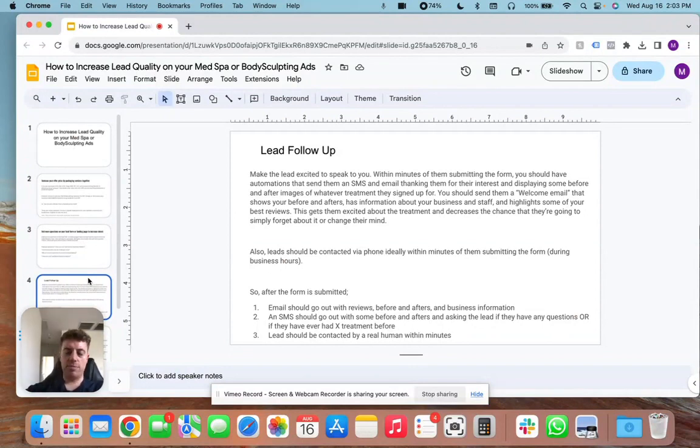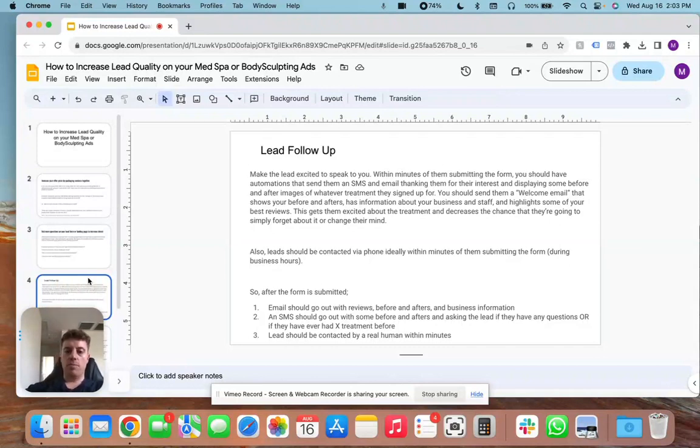One of the biggest mistakes most businesses make is they have zero lead follow-ups in place at all. So the lead submits the form, and then nothing happens, sometimes for hours, days, weeks. Some businesses take days or weeks to even get back to their leads. And by that time, the lead has lost interest or doesn't even remember filling out the form or just doesn't care anymore. So you want to get them while they're hot.